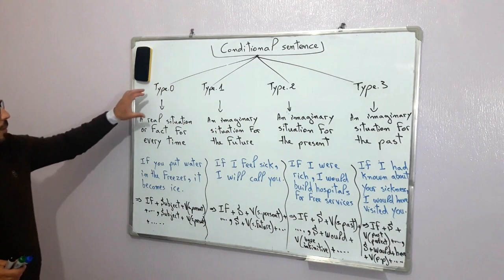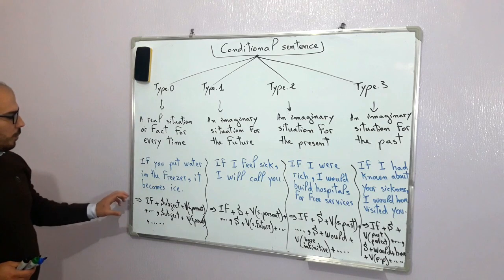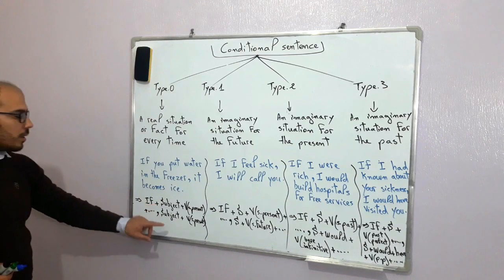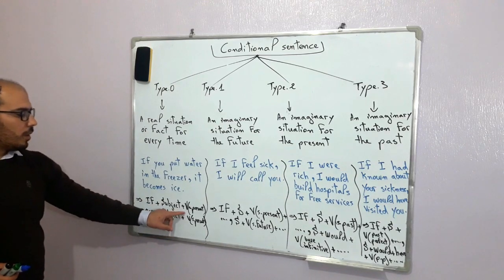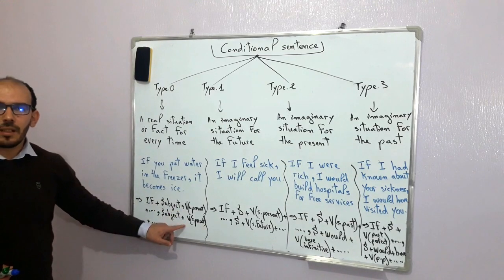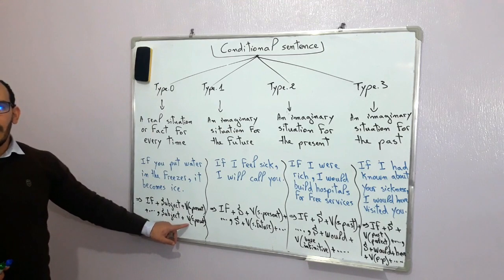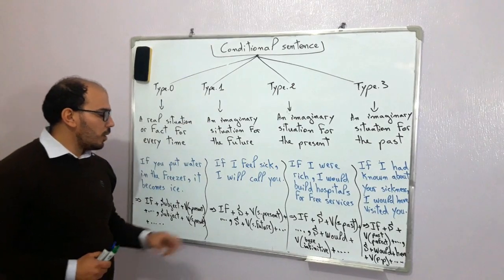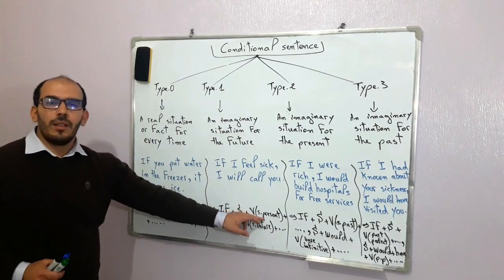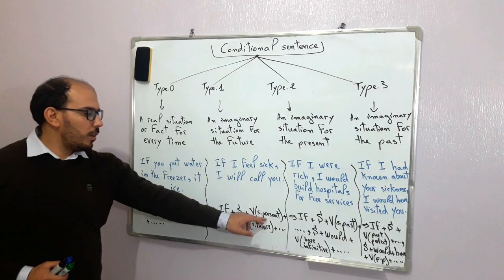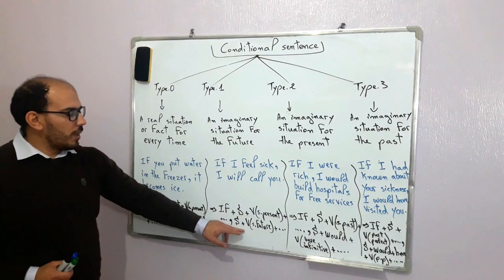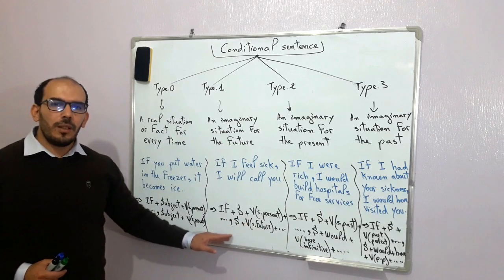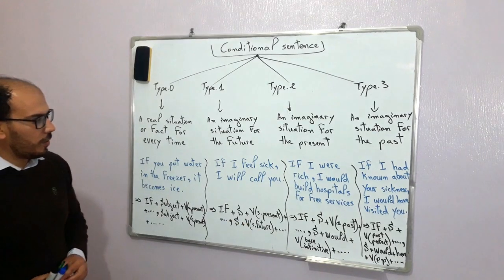So generally speaking, when we speak about the structure of the sentence for type 0, we write the verb in the condition in the present and the verb in the result also in the present. But when we speak about type 1, the verb in the condition is written in the present, and for the result, the verb is written in simple future. This means will plus verb, bare infinitive.